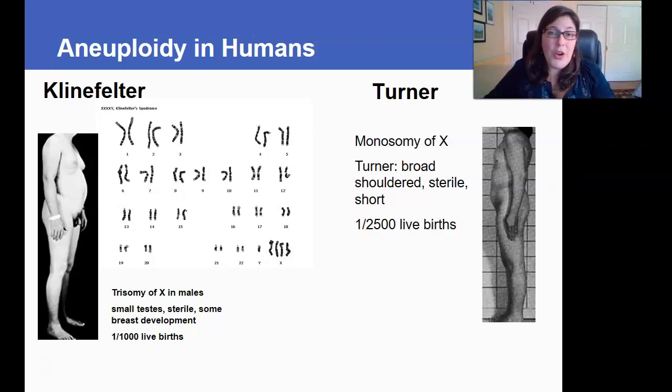So in this case, if you're going by the definition of who has a Barr body, Turner syndrome would be considered a male, even though they have female genitalia, whereas Klinefelter syndrome, which has, again, male genitalia, would be classified as a female because they're going to have Barr bodies from their X chromosomes.